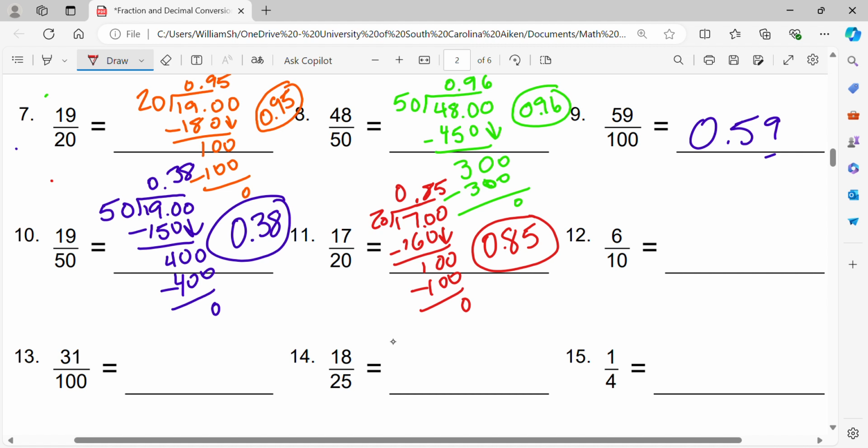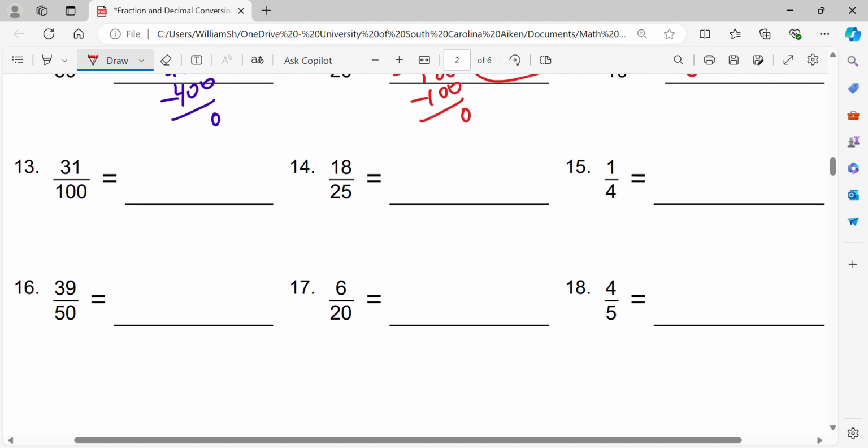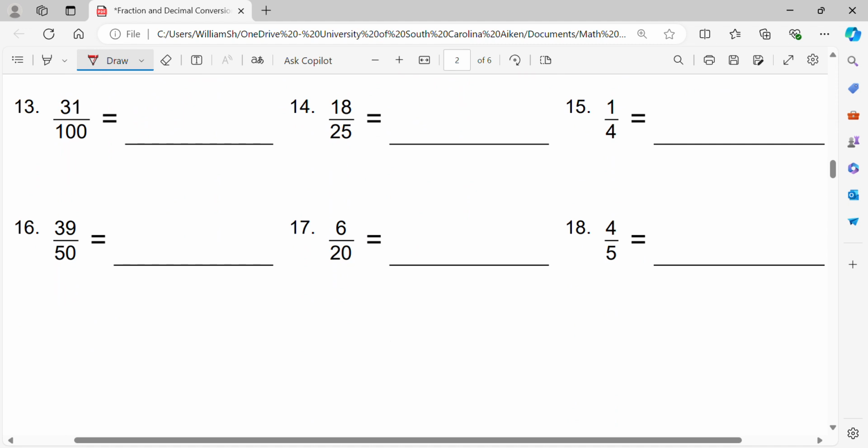Number 12, 6/10 should just be 0.6. We should have 6 in the tenths place. Remember, the tenths place is the first place after the decimal. 31/100ths, another easy one, 0.31. I've got 31 in the hundredths place, the second place after the decimal.